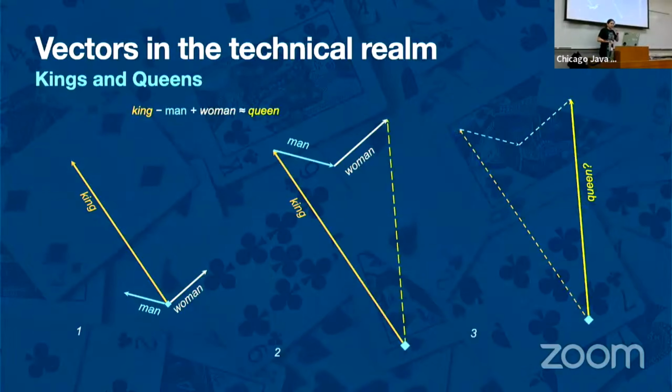What Google did, I believe back in 2012, was they built Word2Vec, which applied this concept of vectors to words.